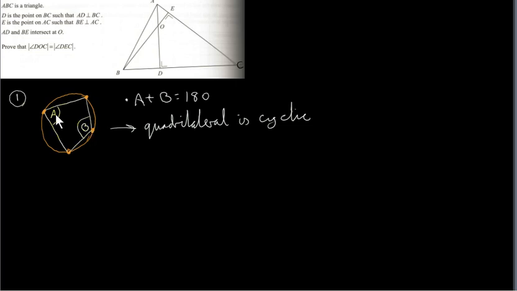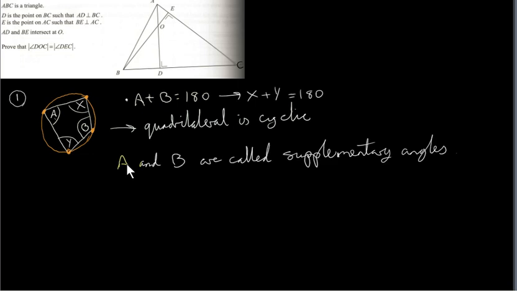By the way, if one pair of opposite angles sum to 180, then the other pair of opposite angles also sum to 180. So if this happens to be x and this is called y, then x plus y is also 180. So we only have to show that one pair of opposite angles sum to 180. Sometimes these are called supplementary angles. So A and B are supplementary angles. X and Y are also supplementary angles.